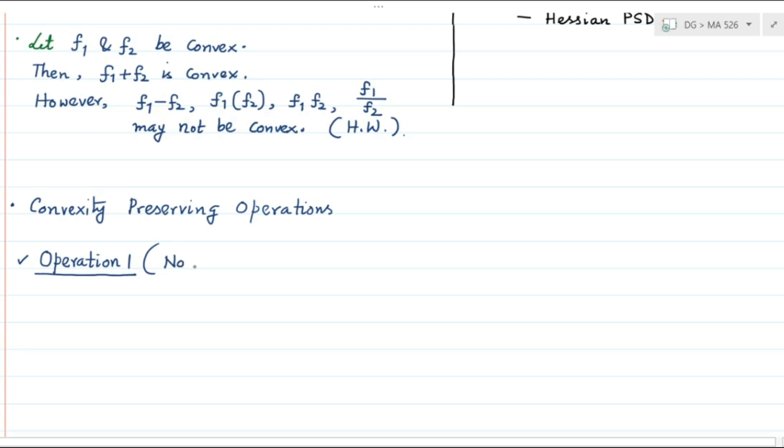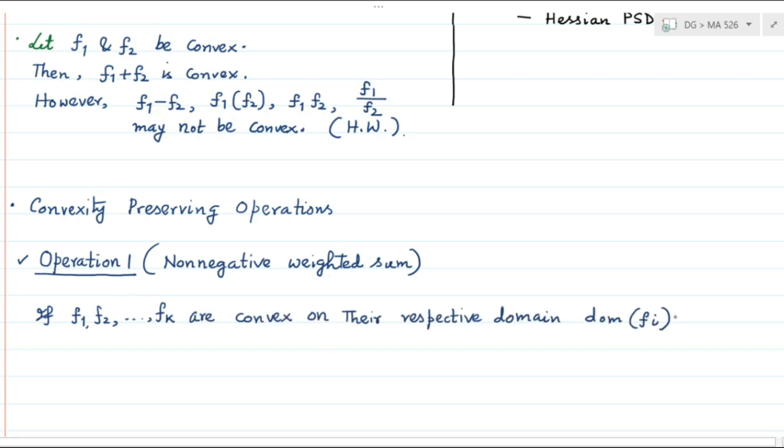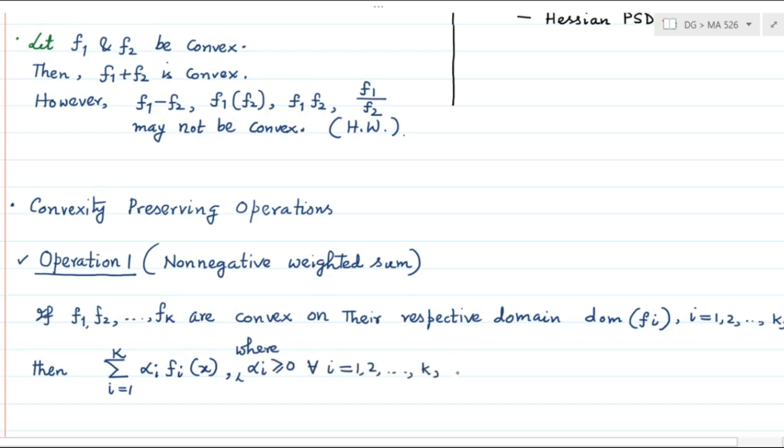That is, the non-negative weighted sum of a few convex functions is convex. To be precise in the statement, if f1, f2, till fk are convex on their respective domains, let's say dom of fi, i equals 1, 2, up to k, then the non-negative weighted sum, the sum of alpha i times fi for i equals 1, 2, up to k, where the alpha i's are all greater than or equal to 0, is a convex function, obviously, in their intersection region.